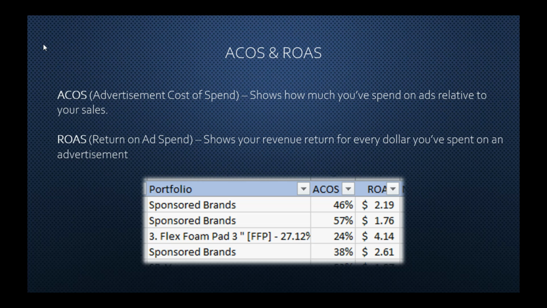Going back to the definition of ROAS, for every dollar that you spend on this ad campaign, you're getting $2.19 back. So it's giving you an idea that you're getting something back. For this ad campaign, it's pretty successful. It's doing well. But if it's below $1, let's say 95 cents or 90 cents, then you need to worry because you're losing money. That means that for every dollar that you spent on that ad campaign, you're gaining only 95 cents or 90 cents in return.